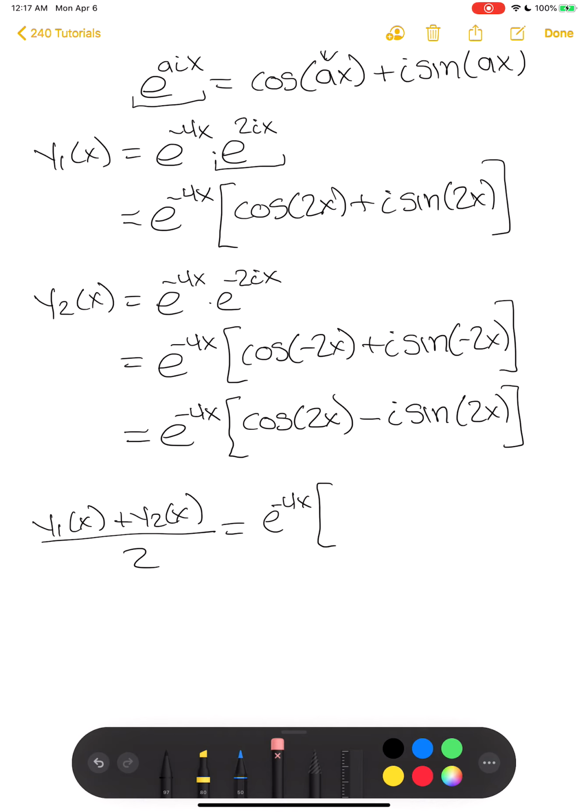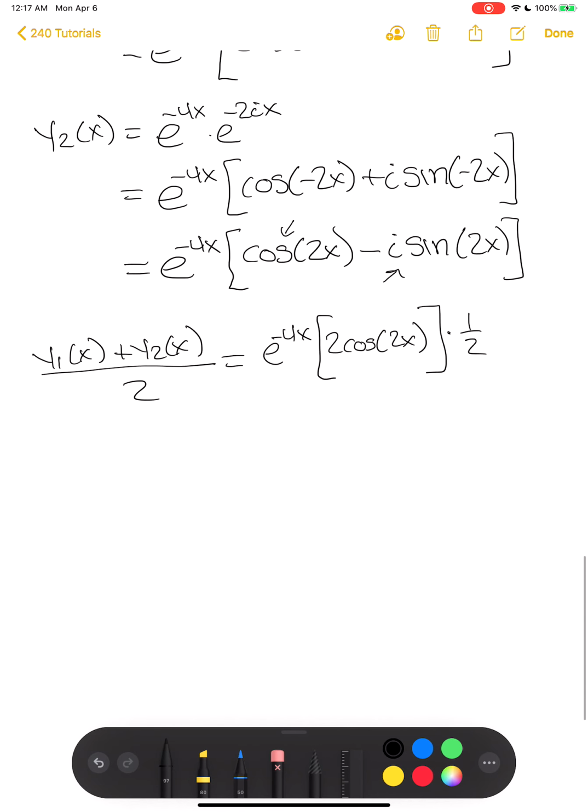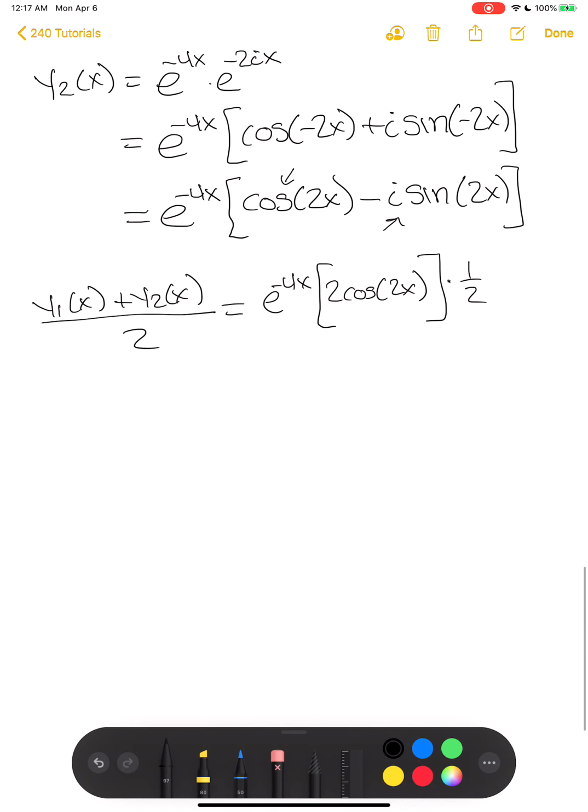I'm adding this cosine here to that cosine here, which gives me 2 cosine of 2x. And then I'm adding this i sine 2x to this negative i sine 2x, so they cancel out. And then what I have to do is just divide it by a half. Great. So then one of my solutions, just by playing around with it a little bit, we get e to the minus 4x times cosine of 2x, which should look familiar to you from lecture.